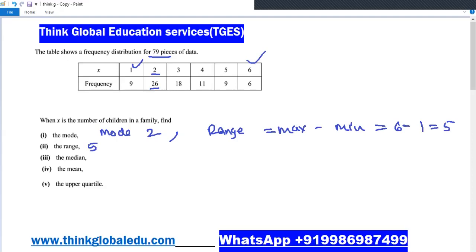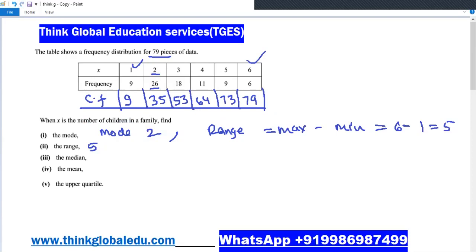Next one is the median. To find the value of the median, we need to find the cumulative frequency. So we can make one more row here, and let's write the values. The first value of cumulative frequency is 9. 26 plus 9 is 35. 35 plus 18 is 53. 53 plus 11 is 64. 64 plus 9 is 73. 73 plus 6 is 79.